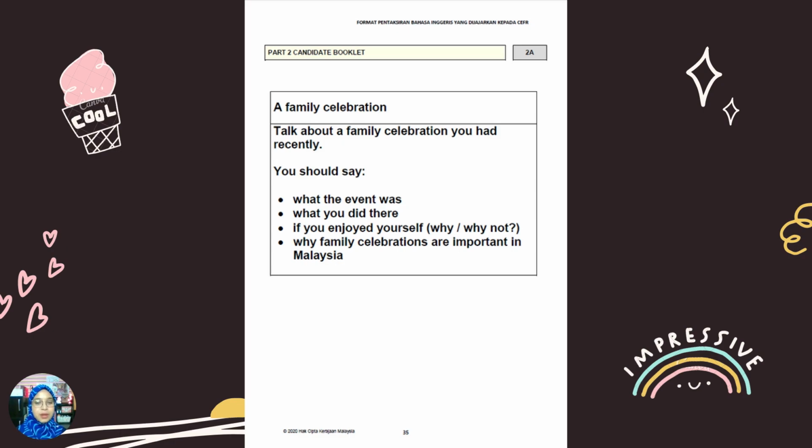Okay, for example, a family celebration. You are going to talk about family celebration, and one good thing about this instrument is you are already given the guidelines. So these guidelines will surely help you in your response. Okay, so like this one, a family celebration, you need to talk about a family celebration you had recently. So you should say what the event was, okay, so mention the name of the event, what you did there, okay, so during the family celebration, what activity you do. If you enjoy yourself, why or why not? So give reason. Why do you enjoy family celebration, or why you don't like family celebration?